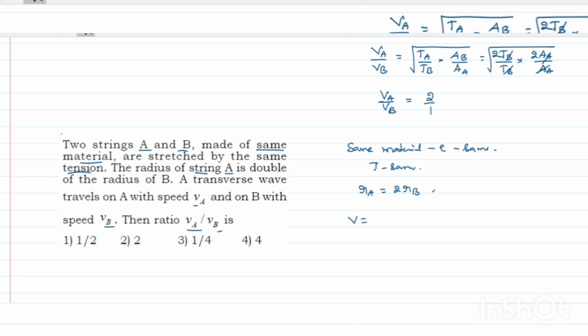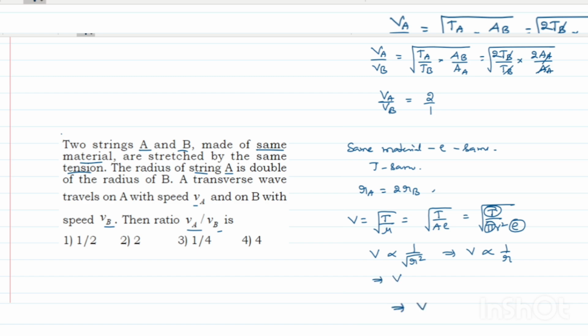So the velocity of the transverse wave, the formula will be root over T by mu. In terms of area, we will be getting T by A into rho, which is nothing but T by pi into R square into rho. Here tension is given as the same, the same material is given, pi of course is a constant value. So V is inversely proportional to 1 by R square. Square and root get cancelled, so V is inversely proportional to R.